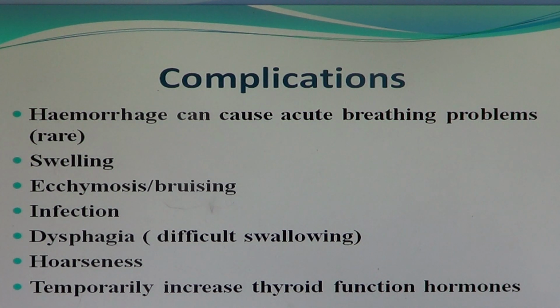Complications. There are some complications, some are rare and some are common. Among them, the rare ones are hemorrhages. Hemorrhages can cause acute breathing problems. Sometimes swelling can occur, ecchymosis, infection, dysphagia, hoarseness, sometimes temporarily increased thyroid function hormones.